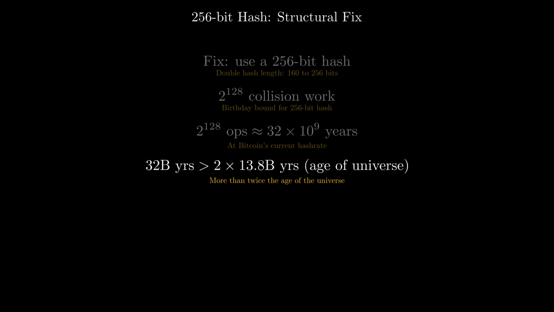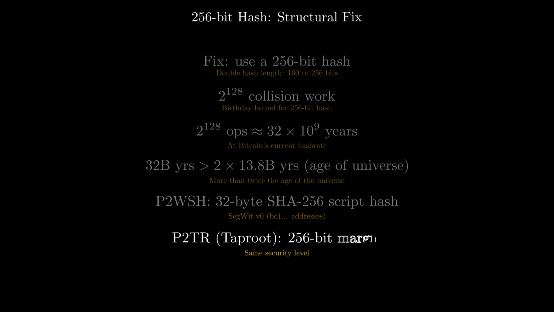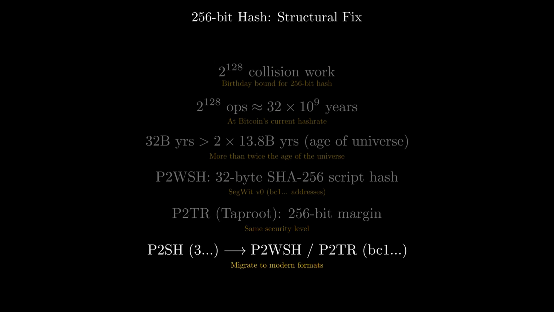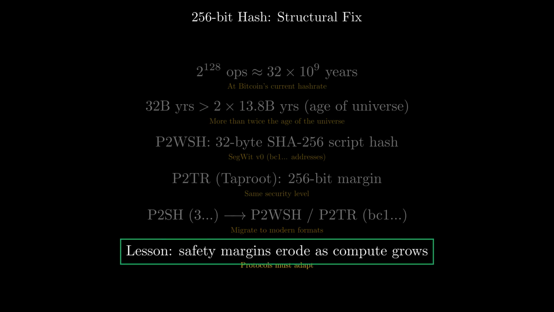This is exactly why newer address formats exist. SegWit version 0 introduced P2WSH, which uses a 32-byte SHA-256 script hash. Taproot's P2TR carries the same 256-bit security margin. New wallets should use them. The broader lesson is this. Cryptographic safety margins aren't fixed. They erode as compute grows. Bitcoin's address format is a living example of a protocol that committed to a number, watched the ground shift beneath it, and adapted.